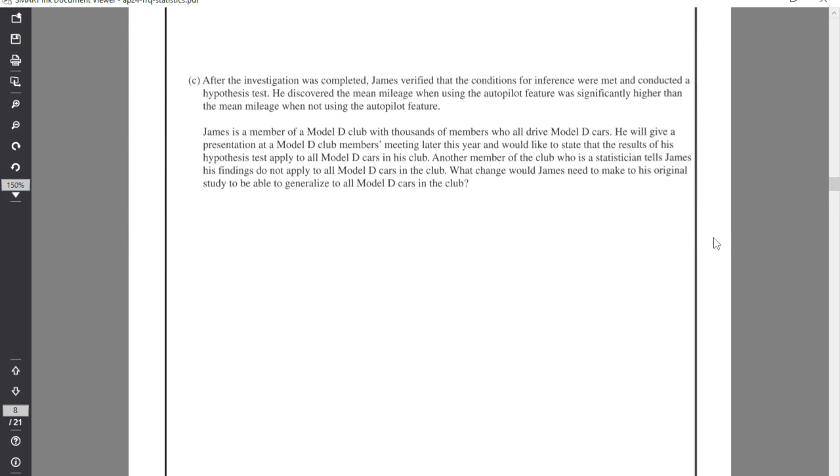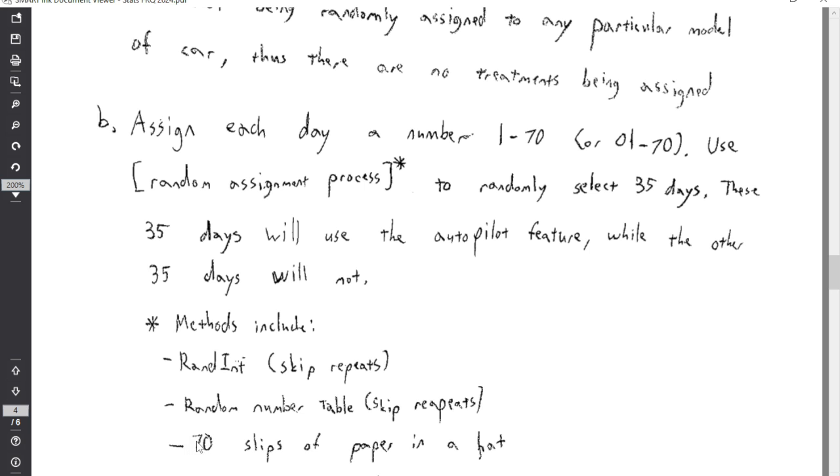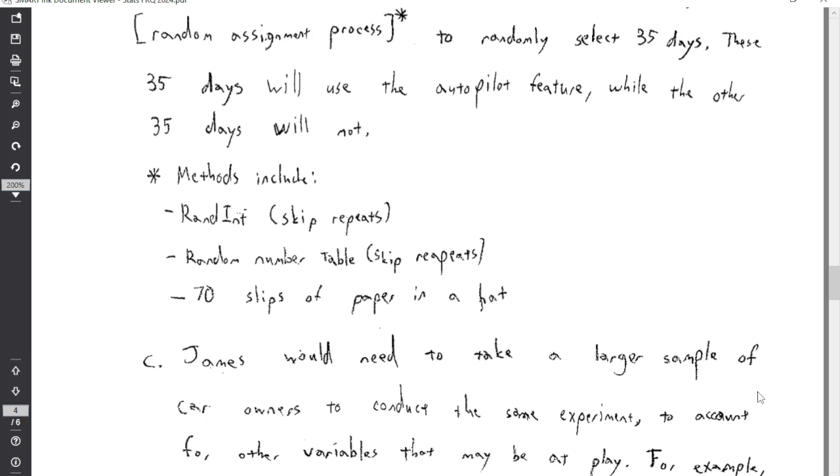The next part, we're a member of the Model D club with thousands of members who all drive this model of car. Therefore, we want to generalize these results to the population. In order to do that, we would need to take a larger sample to account for other variables that might be in play. Just one car driving on one stretch of road is not enough. And then I went ahead and gave some examples of why that might be important.